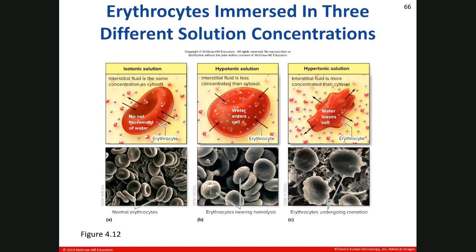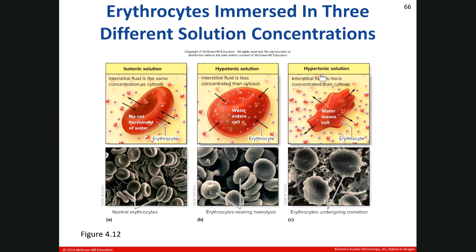So this here is just a picture of all those examples. When we have our isotonic solution, you have the same amount of water and solids outside of the cell versus inside. So water doesn't move, so it's fine. And then we have a hypotonic solution. We have a decreased amount of solids outside the cell. There's more inside, so that's going to draw water in. And the cell will expand and burst.